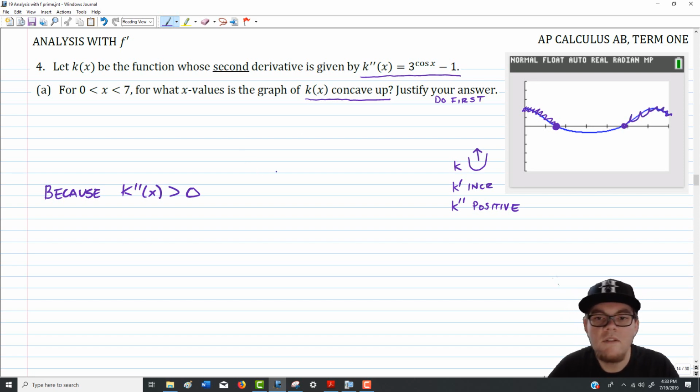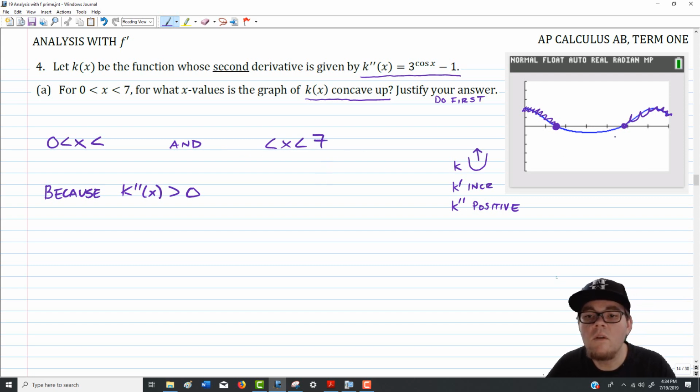So in fact, we can even tell some of these values. We're going to have values between 0 and that first 0, which is kind of awkward to say. And then we're also going to have values from the second 0 up to 7, because those are the boundaries of our window itself. So our job, of course, is to use the graphing calculator to find those values.